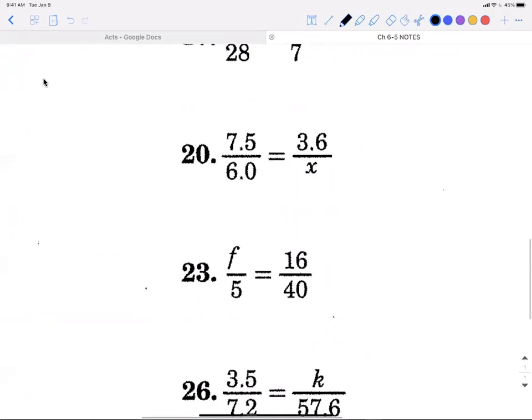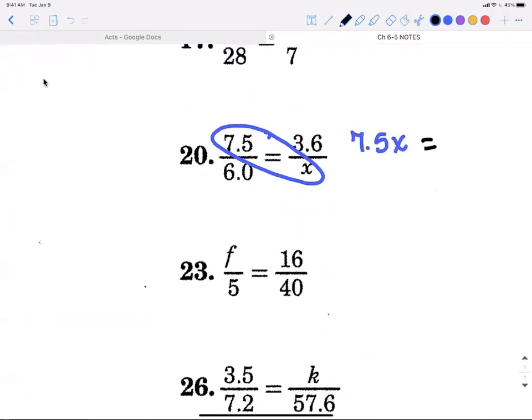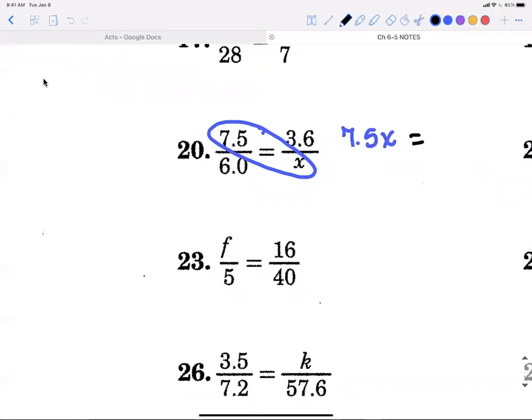All right, so same thing. Okay, 7.5 times x is 7.5x. I usually do whichever one includes the variable first, just because I like the variable on the left. It doesn't matter which order you do it in.